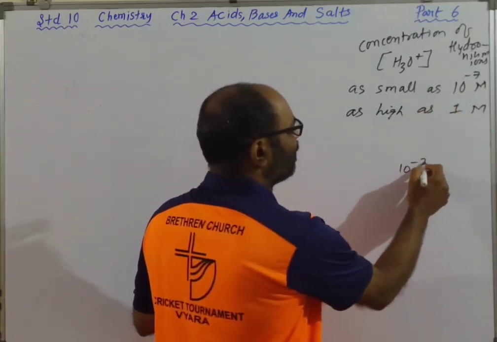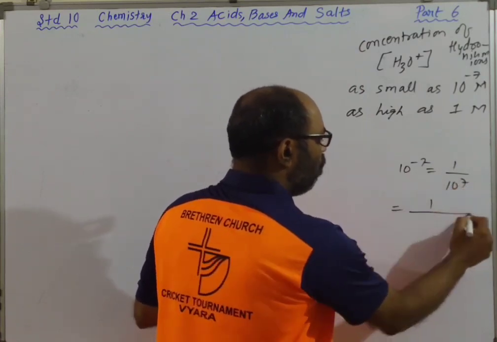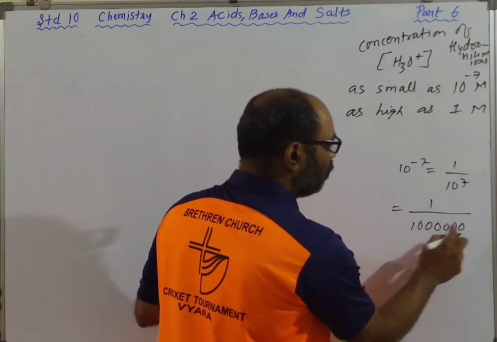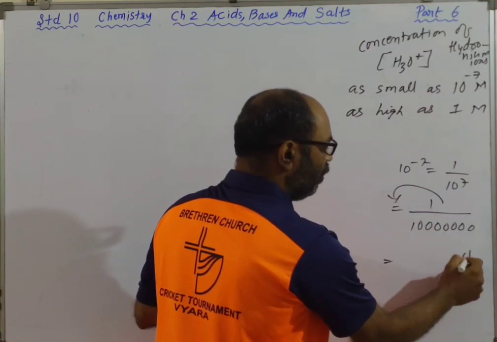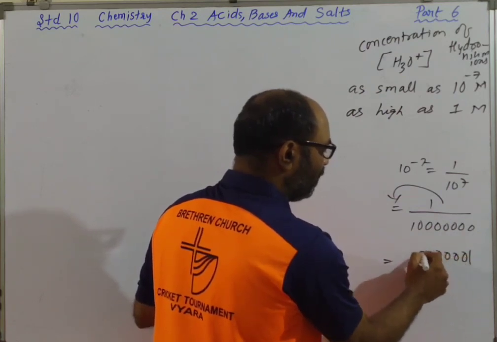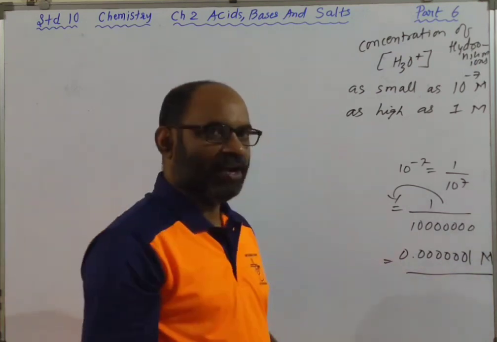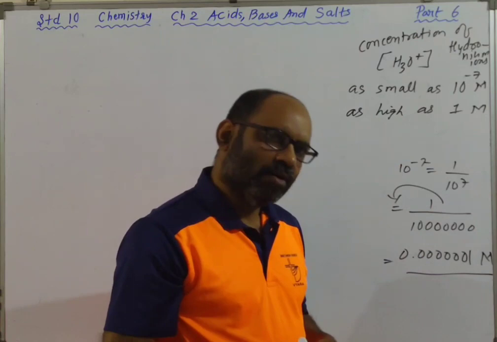10 raised to minus 7 means 1 upon 10 raised to 7, means 1 upon 7 zeros, that is 1 crore, 2, 4, 6 and 7. So you can put decimal places after 7: 1, 2, 3, 4, 5, 6, 7 and point. So that is the small concentration of hydronium ion in any solution. And it can be as big as 1 molar.